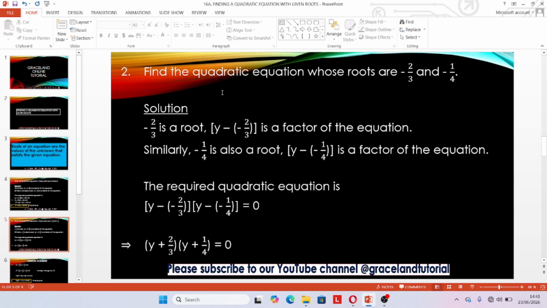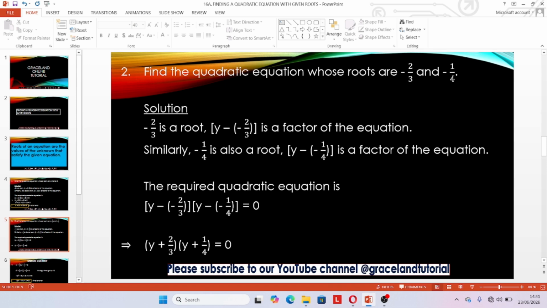The second question, where the roots are fractions. Find the quadratic equation whose roots are -2/3 and -1/4. Now, -2/3 is a root. So we are going to have this using our formula, y minus, open a bracket, -2/3, close the bracket, is a factor of the equation.